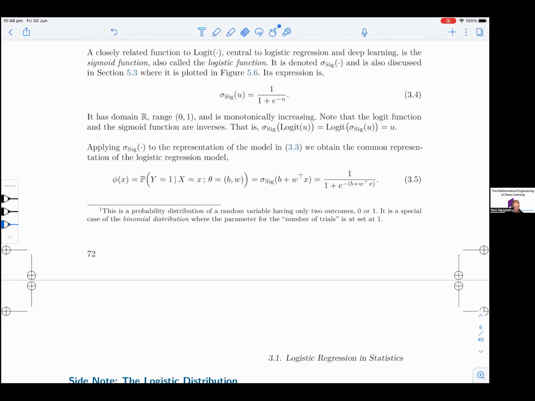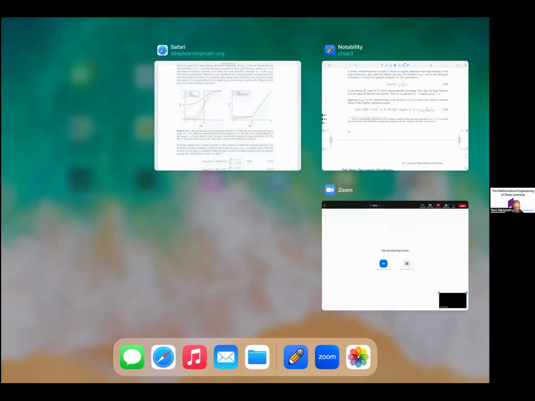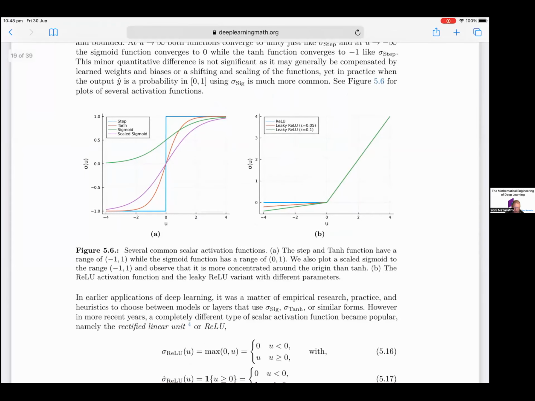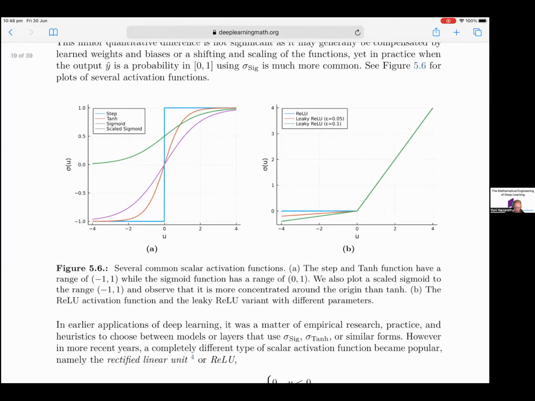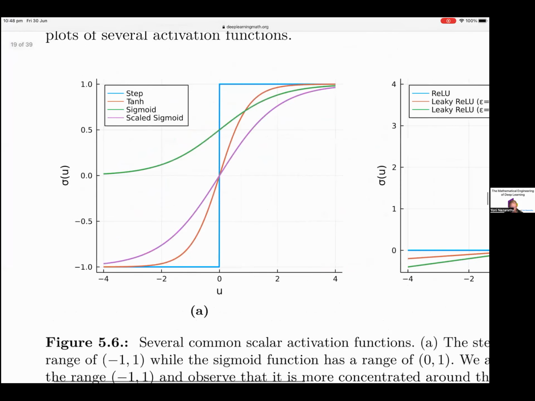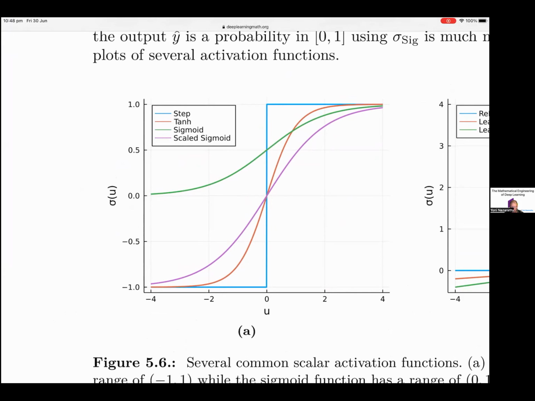Let's look quickly at figure 5.6 from chapter 5. Here we have u, here on A. We have multiple functions, and we call these functions activation functions, but now we just focus on the sigmoid. The sigmoid is the green function. It's monotonically increasing. It's a half at 0, going to negative infinity it's 0, and going to positive infinity it's 1. In fact, this sigmoid function, also called a logistic function, is a cumulative distribution function of a probability distribution.